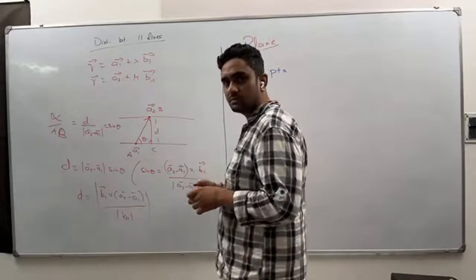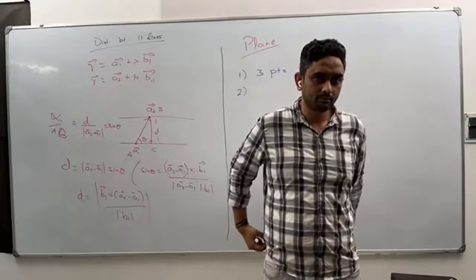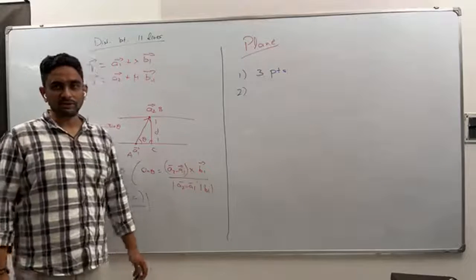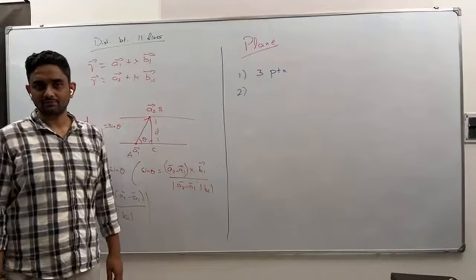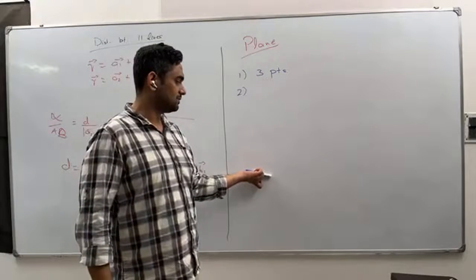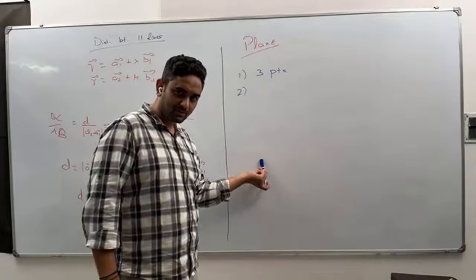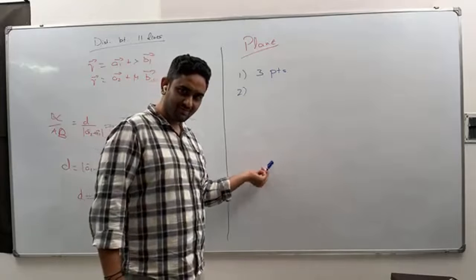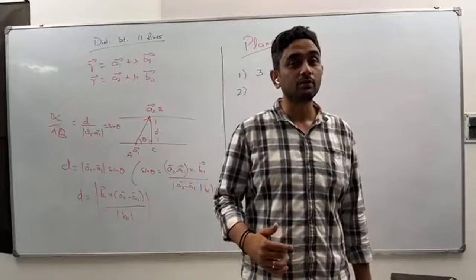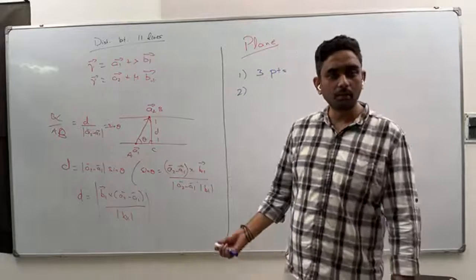2 points and direction. What direction? What is the direction of a plane? See, this whiteboard is a plane, right? So tell me what is the direction of this plane? So direction of plane is determined in terms of its normal. Normal means perpendicular. So what will be perpendicular? This.